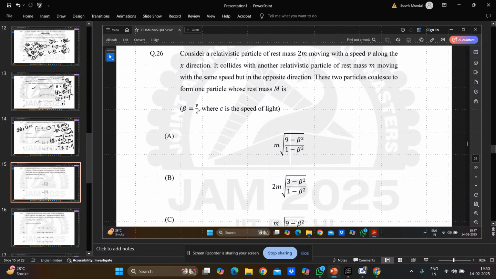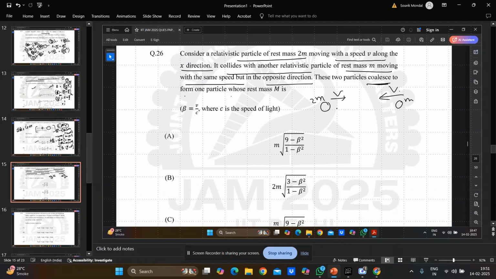So consider a relativistic particle of rest mass 2m moving with speed v along x direction. It collides with another relativistic particle of rest mass m moving with the same speed but in the opposite direction. Here is a particle 2m moving with v, here is a particle m moving with v in the opposite direction. They collided to form one particle whose rest mass is M. So first, the obvious thing is the linear momentum conservation and the energy conservation.